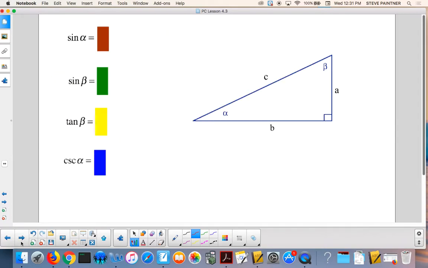Here's a triangle. I gave you sides A, B, C. I gave you alpha right there, and beta right there. What I'd like you to do is this: what is sine of alpha, sine of beta, tangent of beta, and cosecant of alpha? Put the answers on paper. I'll ask you in 30 seconds.